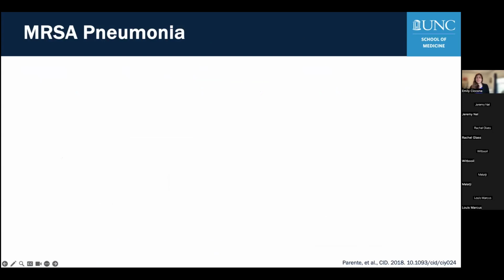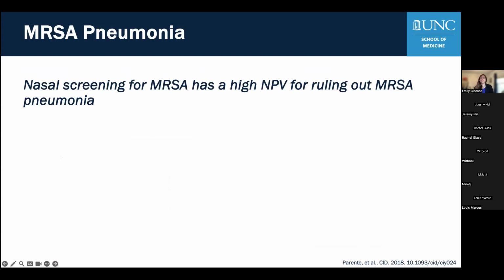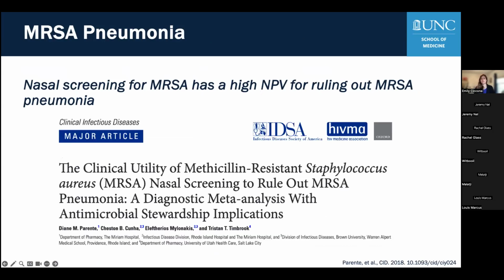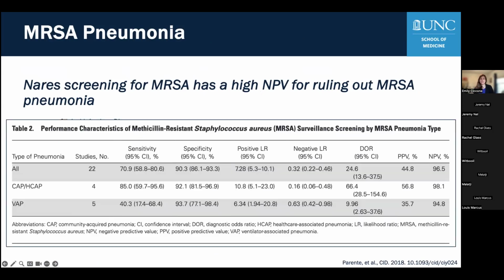Another one of my favorite stewardship interventions is the MRSA nasal screening for pneumonia. So the nasal screening for MRSA has a high negative predictive value for ruling out MRSA pneumonia. This was a meta-analysis that was done including both culture and PCR-based methods for MRSA screening. And basically what they found is that in the 22 studies, when they did the meta-analysis, a negative MRSA nasal screen had a negative predictive value of 95% and higher, depending on what subgroup was looked at, for ruling out MRSA pneumonia.